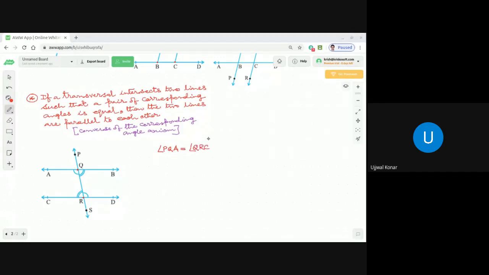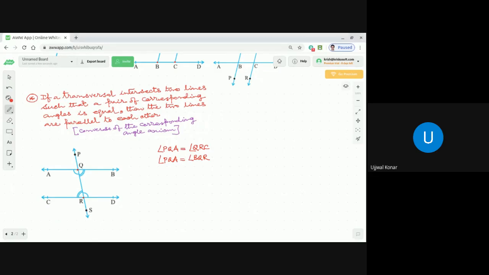Correct or not? And then what we can say, dear students, is that angle PQA is equal to angle BQR. Can someone please tell me why it is so? Angle PQA is equal to angle BQR. Vertically opposite angles. Correct.